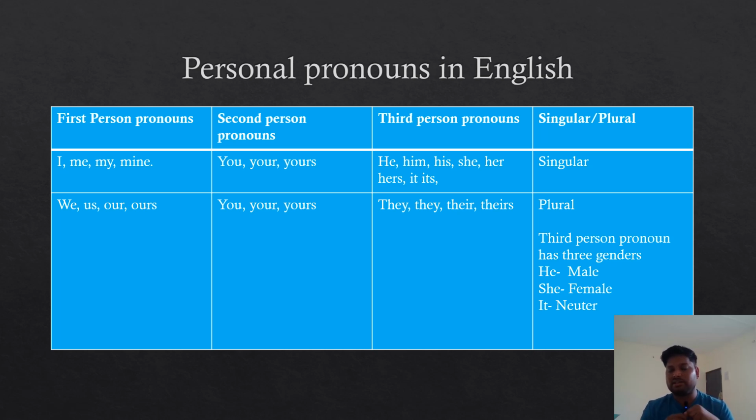Now let's look at this singular and plural thing. Suppose I am saying I, then it is singular. Suppose I am saying he, she, it, that is also singular. But when I am saying we are learning English, then we is nothing but the plural realization. Third person pronoun has three genders: he, she, and it. So male, female, and neuter.